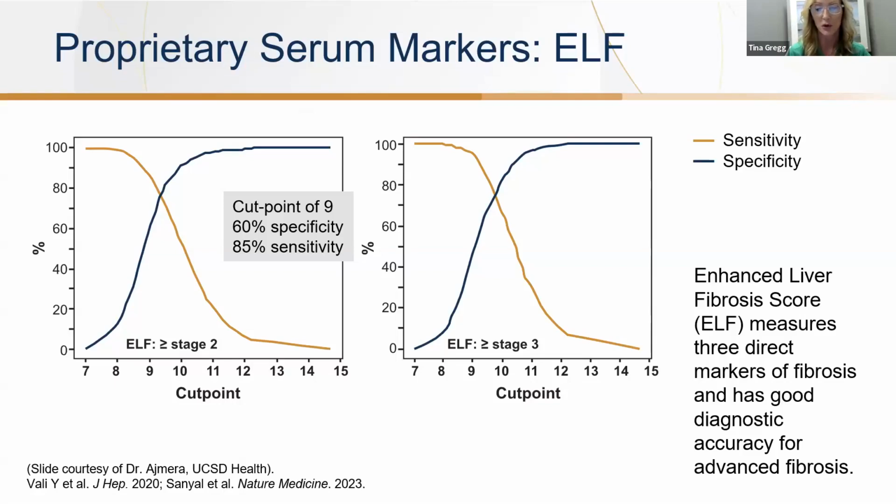So on the left, you see the performance of ELF for detecting stage 2 or greater fibrosis. A cutoff point of 9 provides about an 85% sensitivity and 60% specificity. So that means it's quite good for ruling out significant fibrosis if your ELF is below 9. So advanced liver disease is unlikely. There may be some false positives that occur above that level, but for the most part, it's a pretty good test to use. And on the right, we see the same concept applied to stage 3 or greater fibrosis.